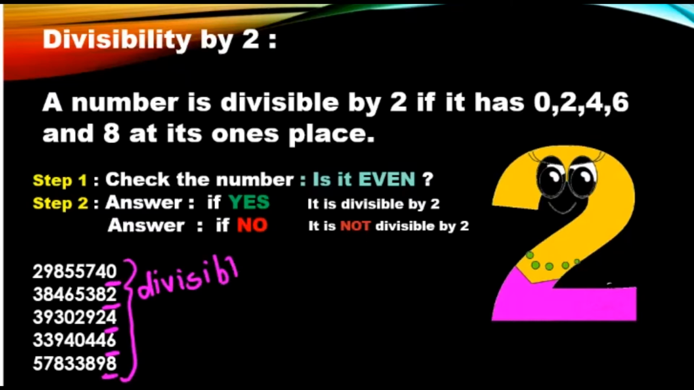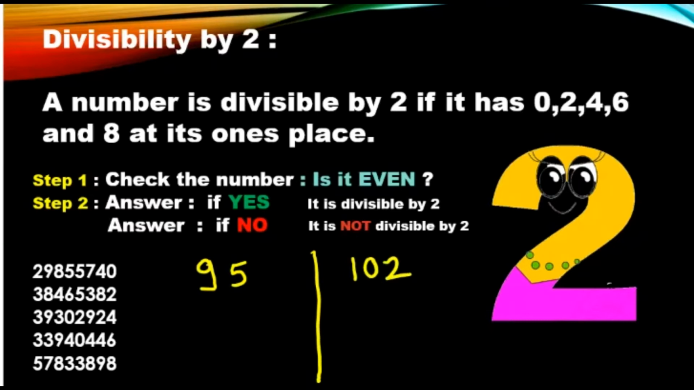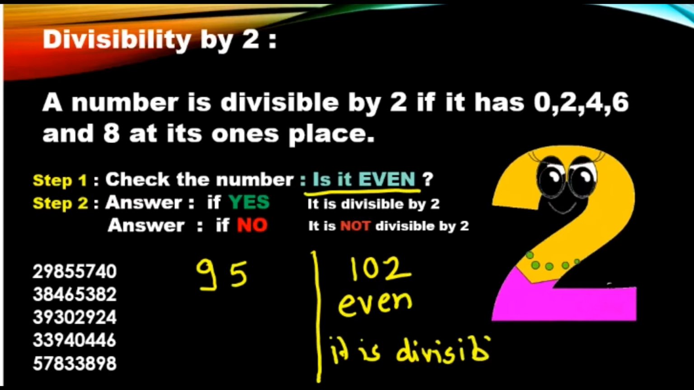Now there is another method. If the question is like, check whether the given numbers are divisible by 2. Suppose the two given numbers are 95 and 102. Then the first step is to check whether the number is even. From these two numbers, 102 is the even number, and that's why it is divisible by 2, because all the even numbers have 0, 2, 4, 6, 8 at their ones place. That's why all even numbers are divisible by 2.